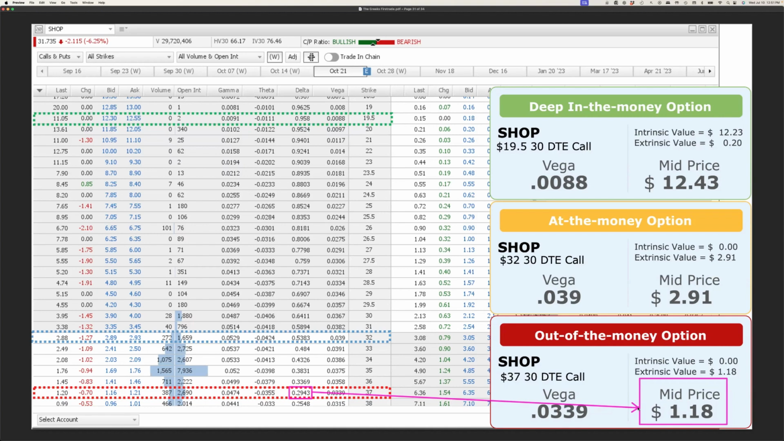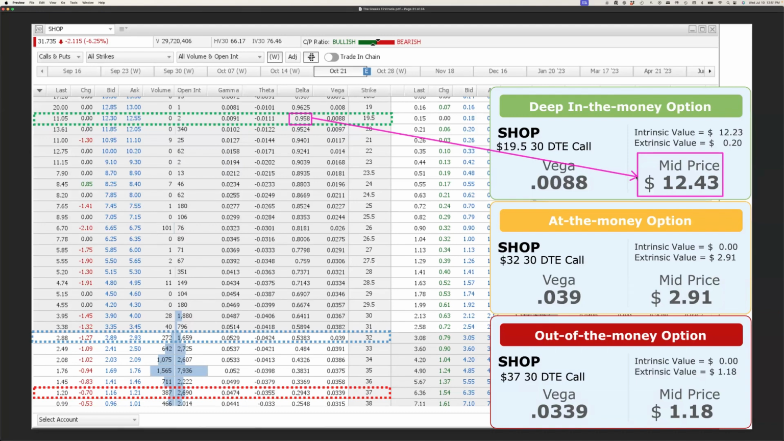Versus if, let's say, I pay $12.43 for a deep in the money option that has a delta of 0.95. So if the stock moves up by a couple of bucks, my net return on the trade is only going to be maybe 20-30%, right? Because the stock moves up by $2, I'm going to make roughly $2 on the stock, but I've paid $12 for the exposure, so my net return is going to be much lower.